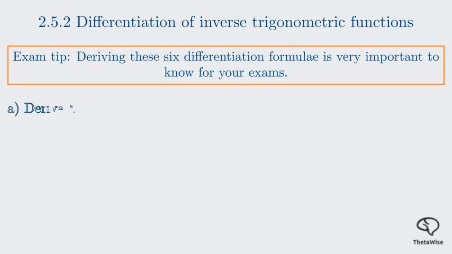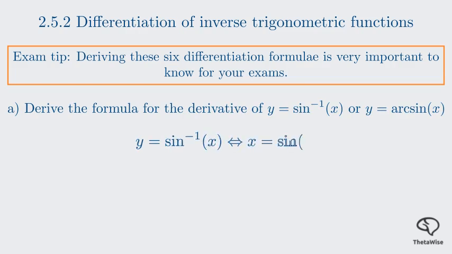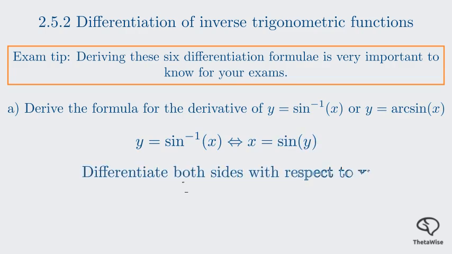Let's start with the first one. The derivative of y equals sin inverse of x. We will use the technique of implicit differentiation. First, by definition of the inverse function, y equals sin inverse of x is equivalent to writing x equals sin of y. Next, we differentiate both sides of this equation with respect to x. Differentiating x with respect to x is just 1. Differentiating sin of y with respect to x requires the chain rule. The derivative of sin is cos, so we get cos of y.